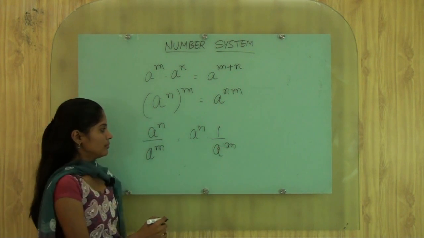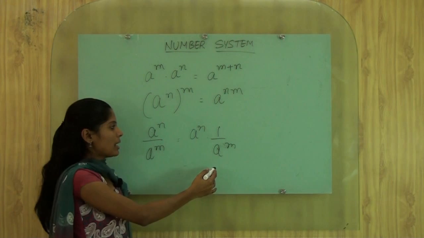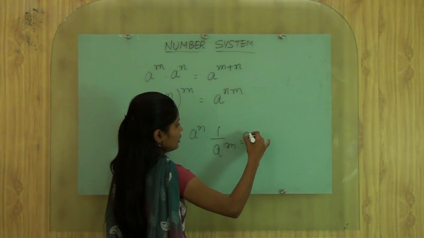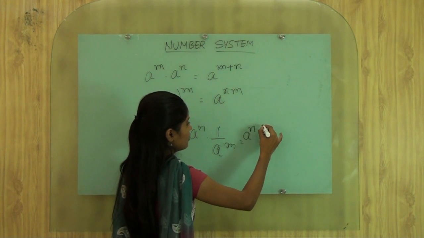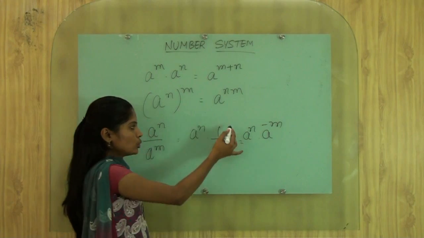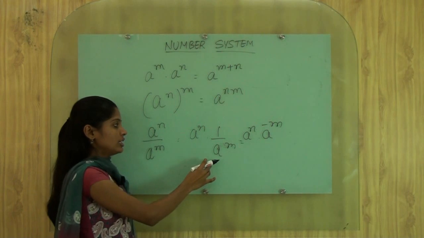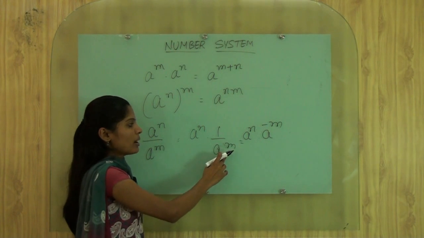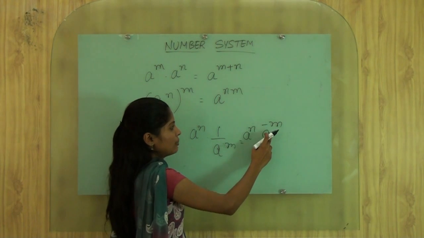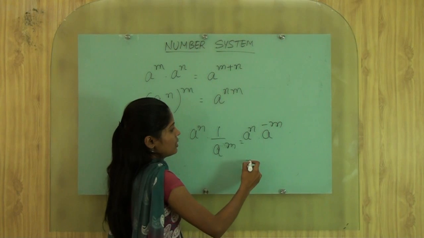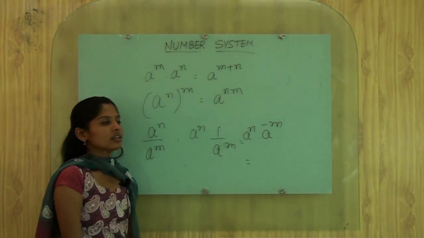a power m into a power n into 1 by a power m. You can write it as a power n into a power minus m. If the denominator a power m comes to the numerator, then it will become a power n into a power minus m. So the first law we can apply.